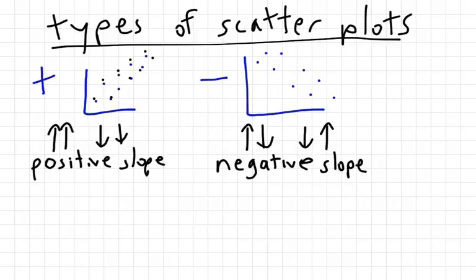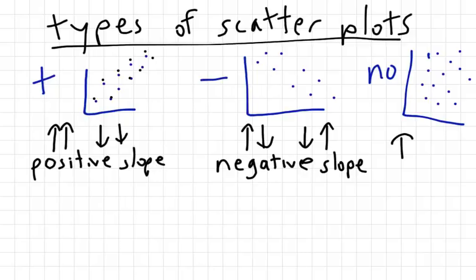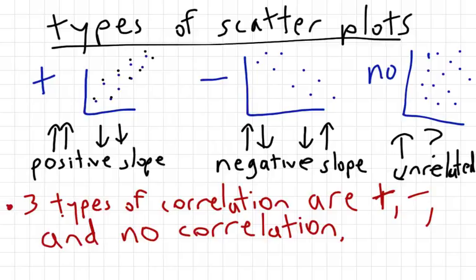And our last example is going to be no correlation. And that's when the points seem like they're just arranged randomly with no rhyme or reason. All right, so as one thing goes up, the other thing, we have no clue what it's doing. So these are unrelated. So the three types of correlation are positive, negative, and no correlation.